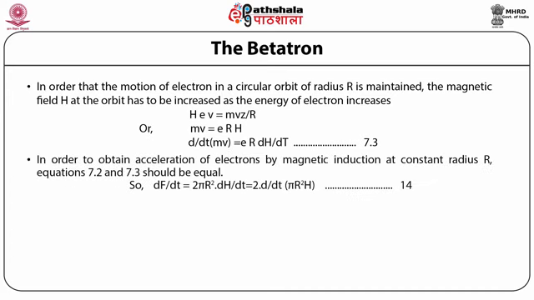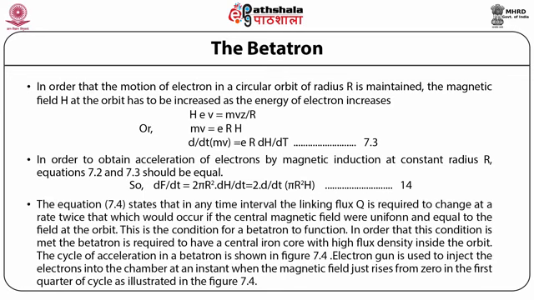In order to obtain acceleration of electrons by magnetic induction at constant radius capital R, equations 7.2 and 7.3 should be equal. That means d phi by dt is equal to 2 pi into capital R square into dH by dt, which will be equal to 2 times the time derivative of pi R square H, which we shall call equation 7.4.